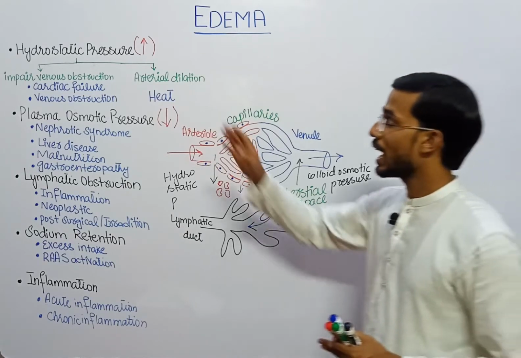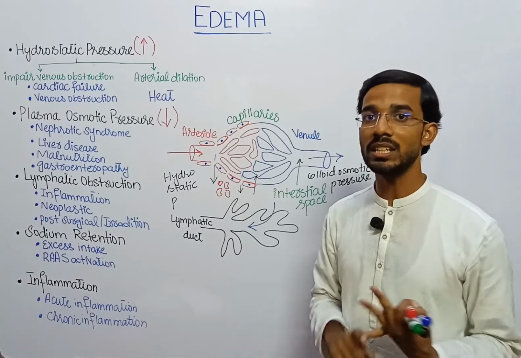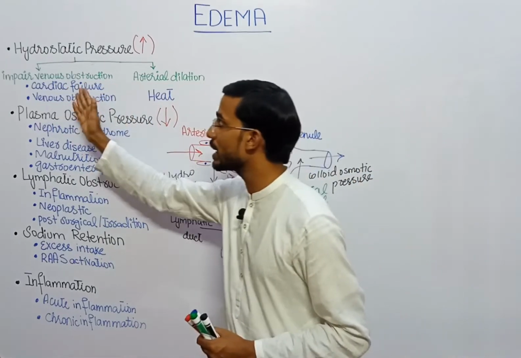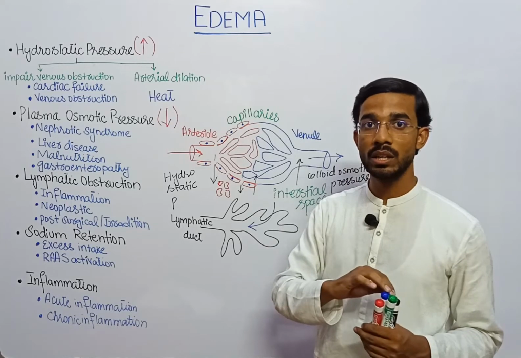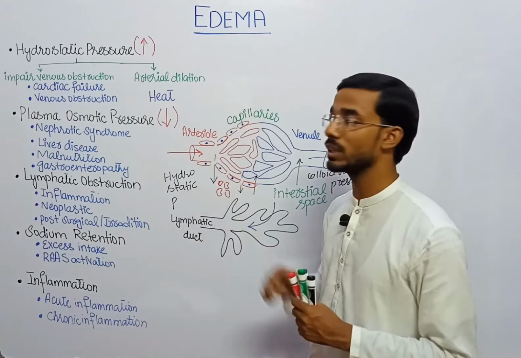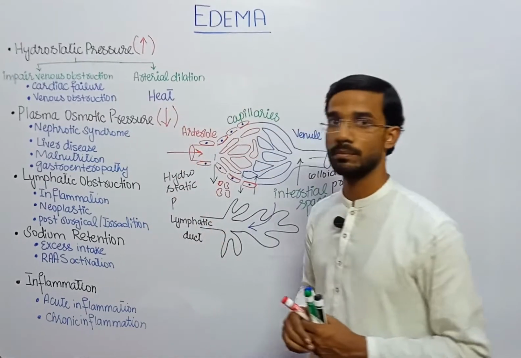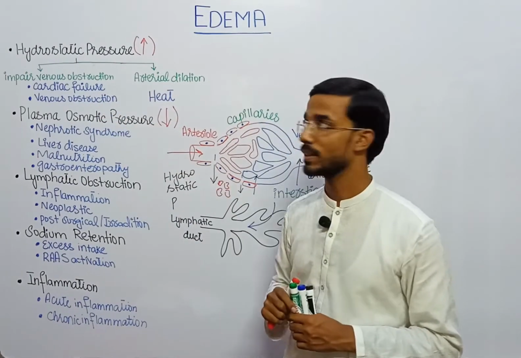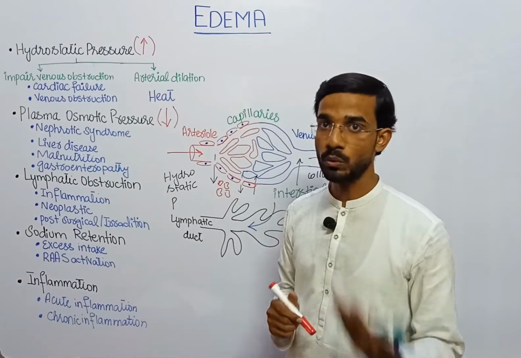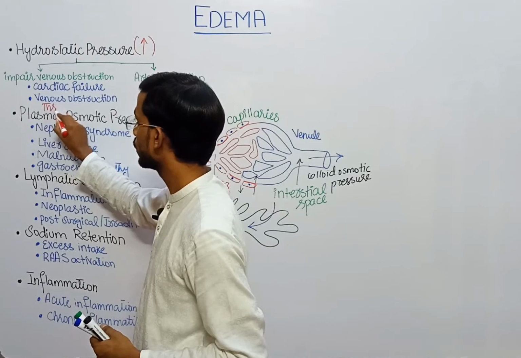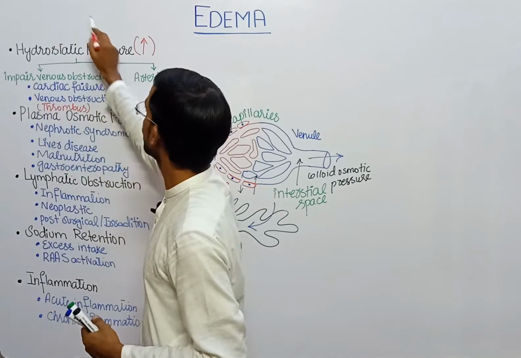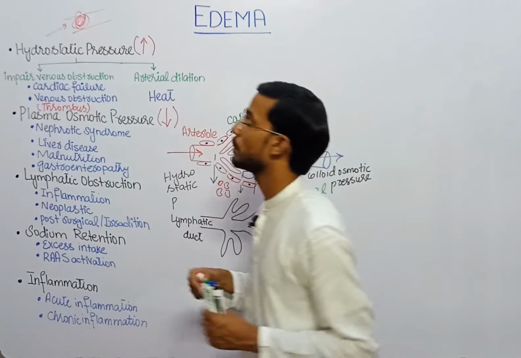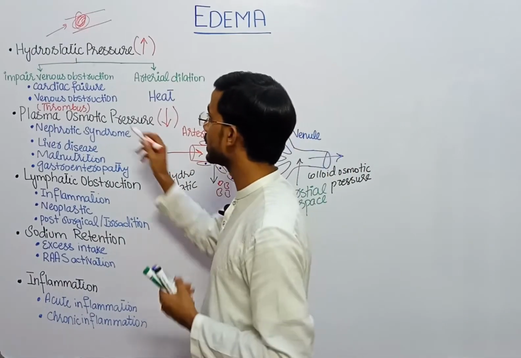Now we see in what situation hydrostatic pressure increases. The question is, in what situation does hydrostatic pressure increase? It increases in two situations: impaired venous return, meaning the blood from the veins does not go back into the heart, and arterial dilation. Impaired venous return occurs in two situations, in cardiac failure and venous obstruction. Venous obstruction can be of two types. It can be through a thrombus. Here if you see, this is the blood vessel. If a thrombus forms, then it blocks the blood. And the second one is compression.